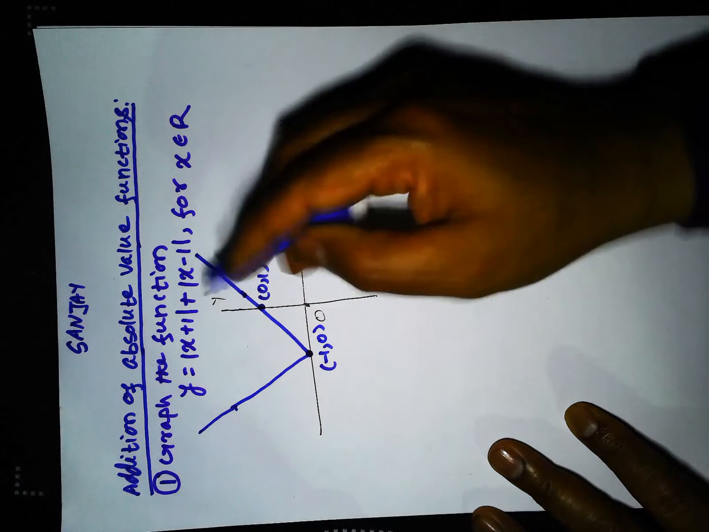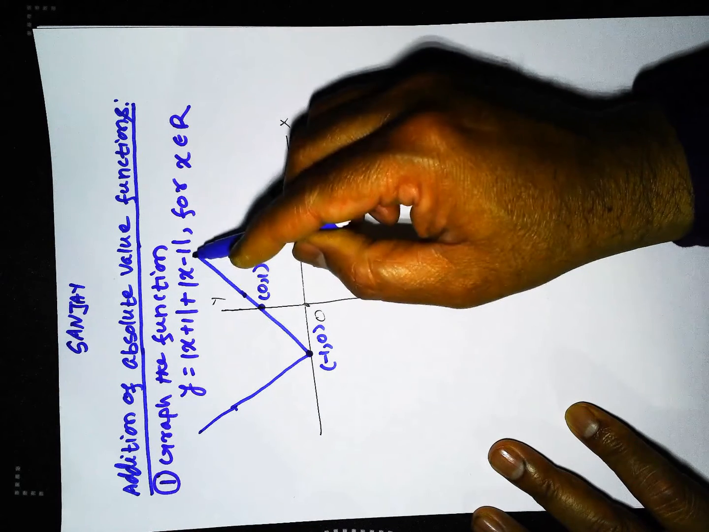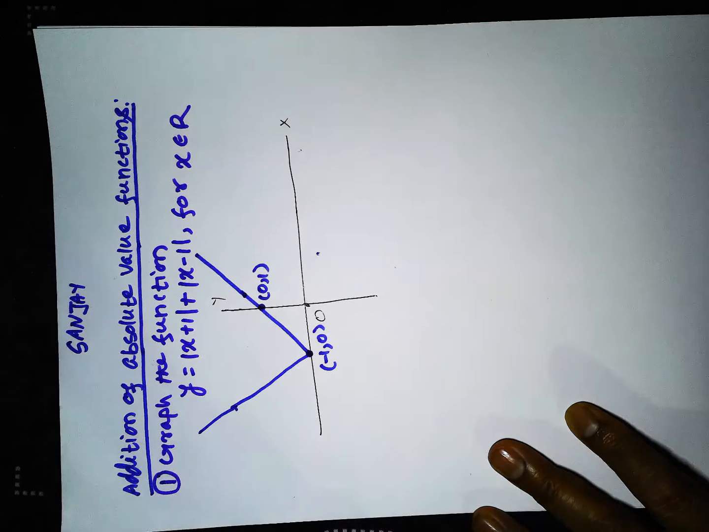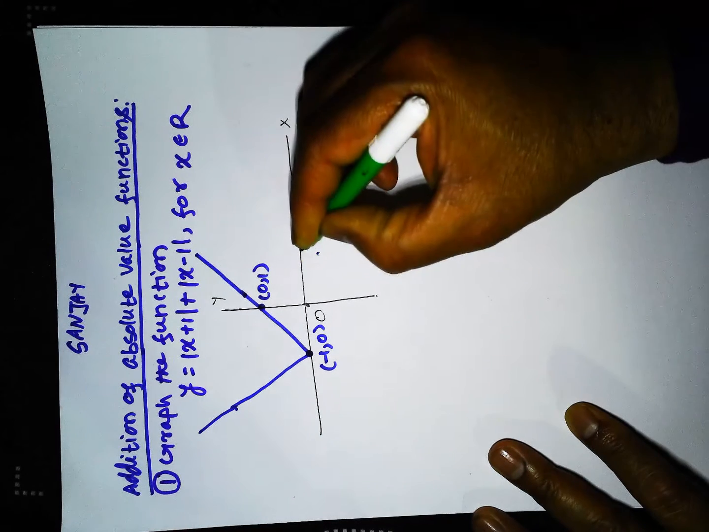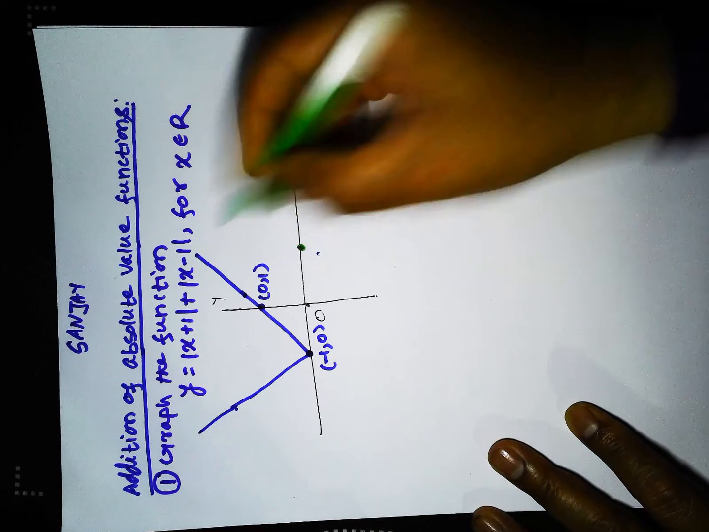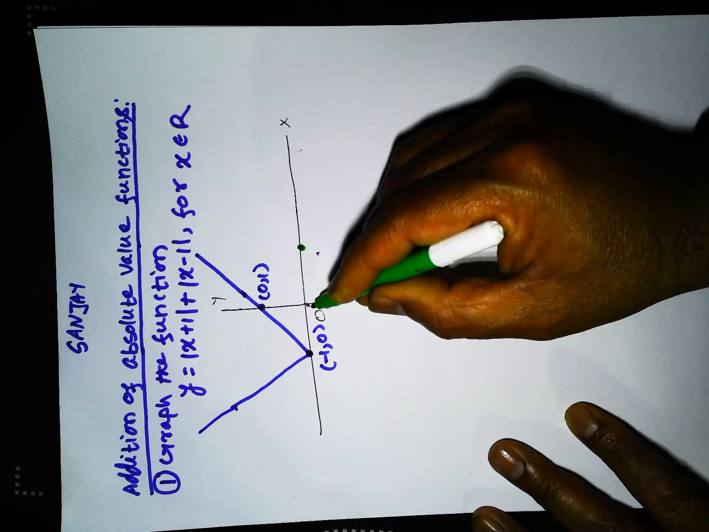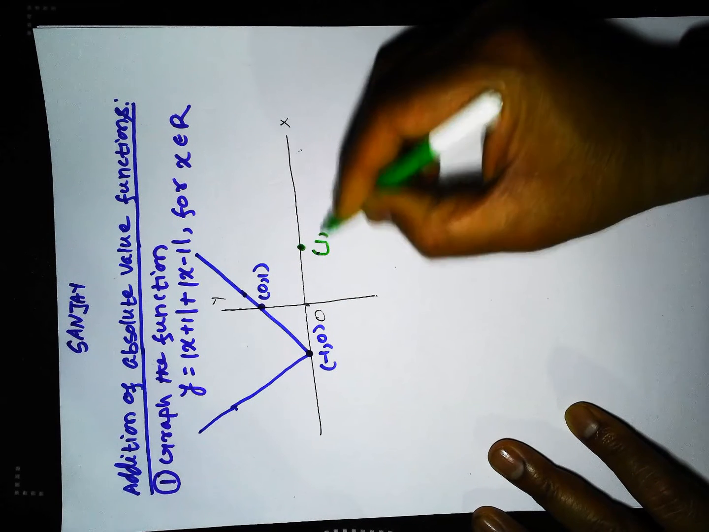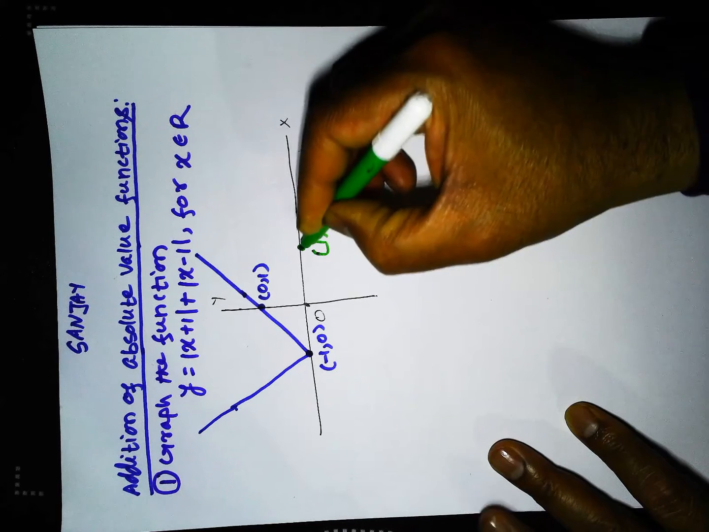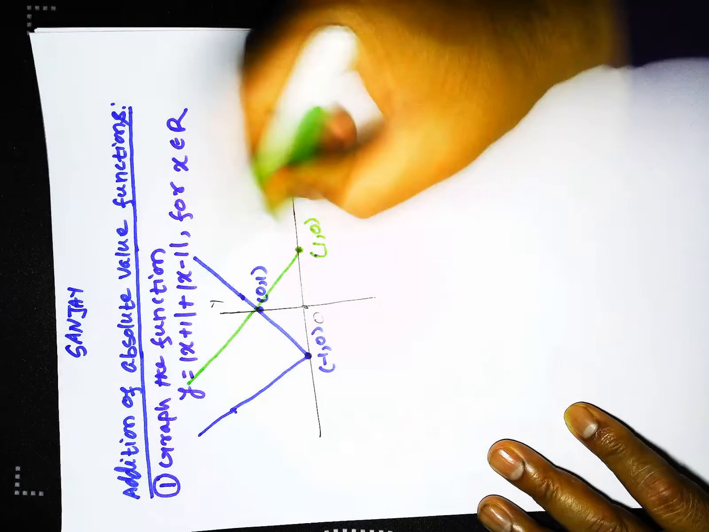Now you can see another function, absolute value of x minus 1. So we can draw the graph for this x minus 1 also, and its vertex will be, because it is -1, it will shift one step right of this origin. So the coordinate of this point will be 1, 0, and your graph will be like this. Okay.